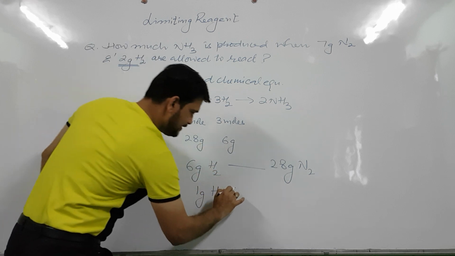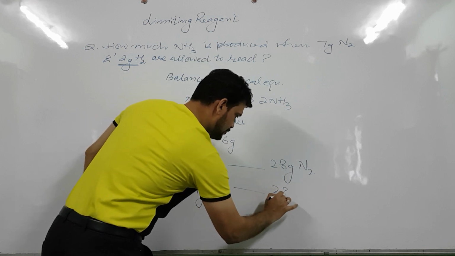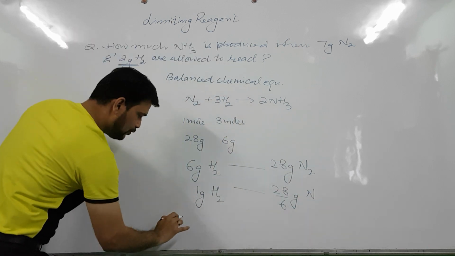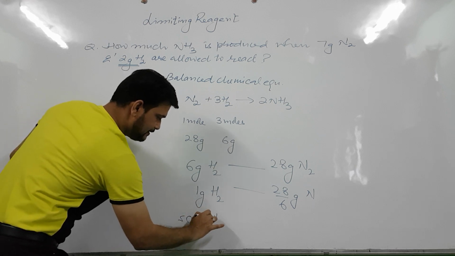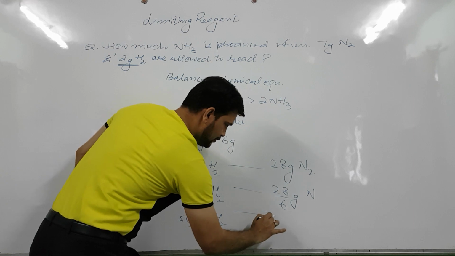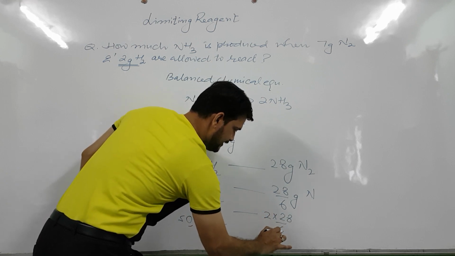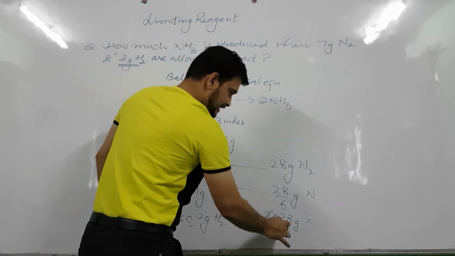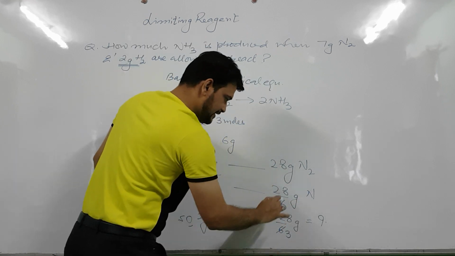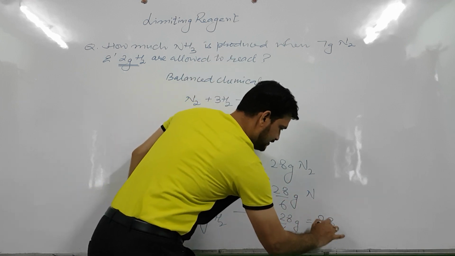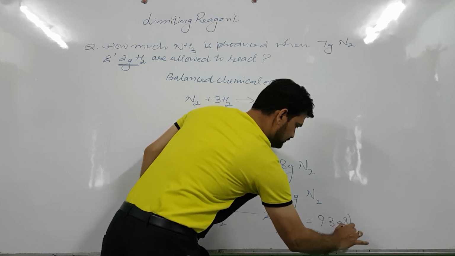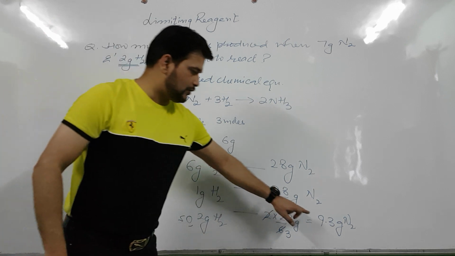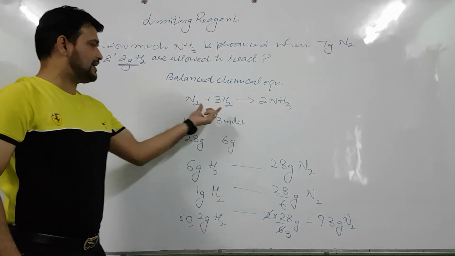Or when 1 gram hydrogen requires 28 divided by 6 gram nitrogen. So 2 gram hydrogen will require 2 into 28 divided by 6 grams, means 9.3 gram nitrogen. So it is clear that for 2 gram of hydrogen we require 9.3 gram of nitrogen according to the balanced chemical reaction.